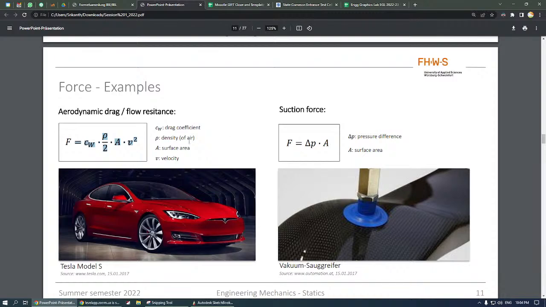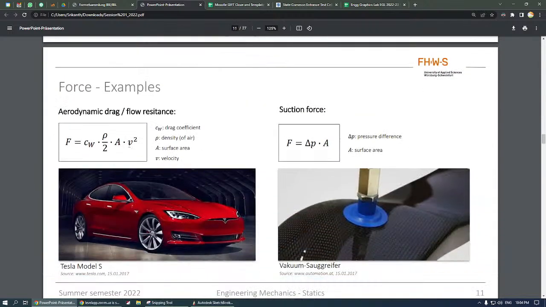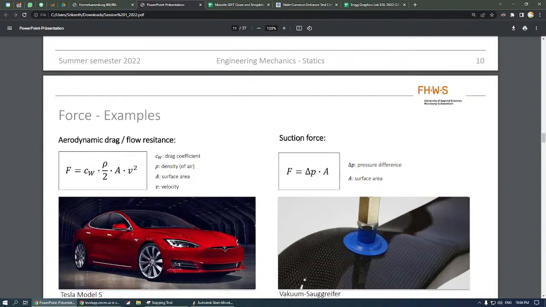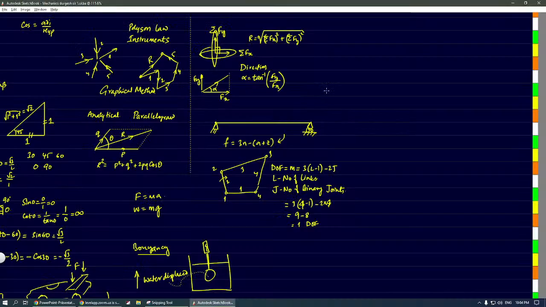So this is clear. You can see the formula is same. Instead of just CA, we are getting CW. Remaining everything remains same, right? Then we have the suction force. So suction force, this is simple. So just a moment.